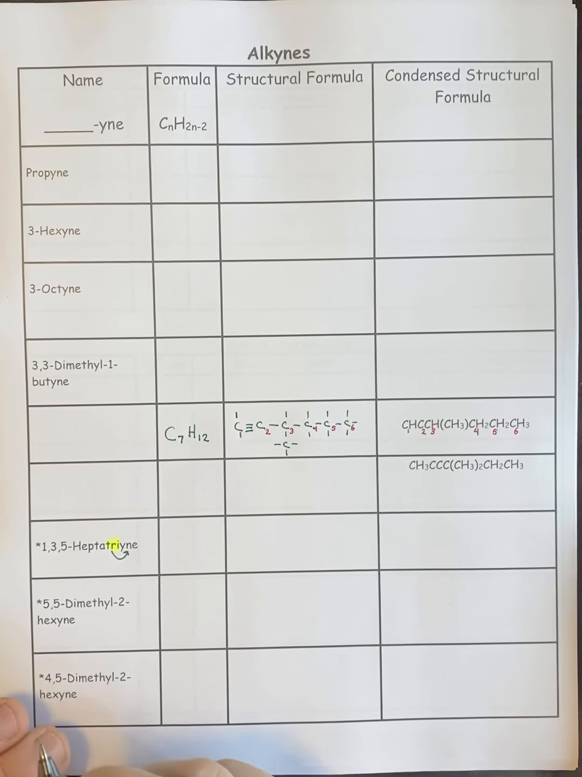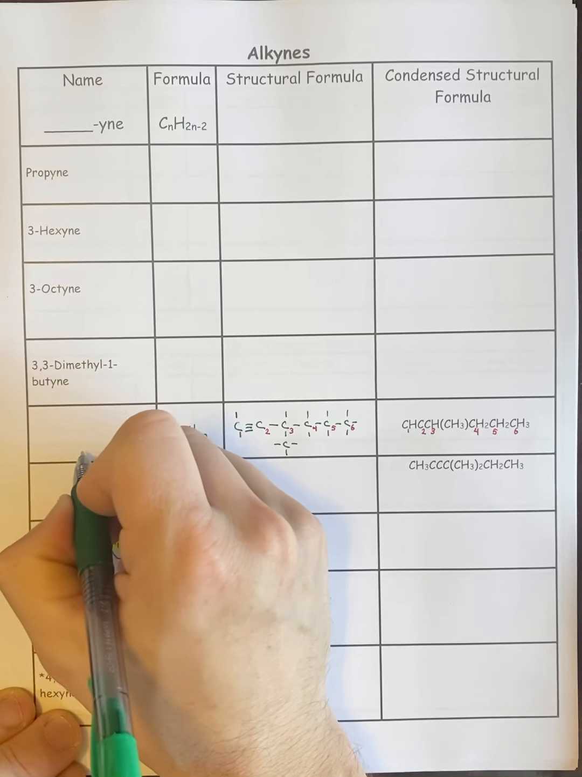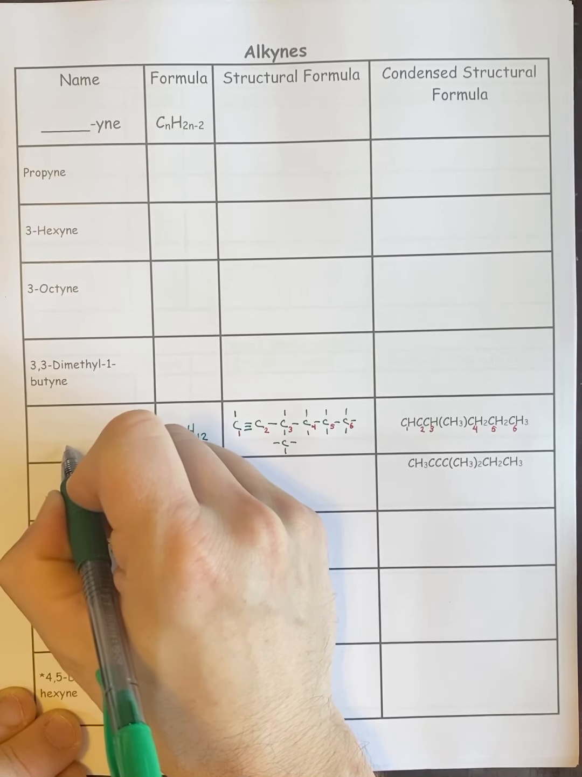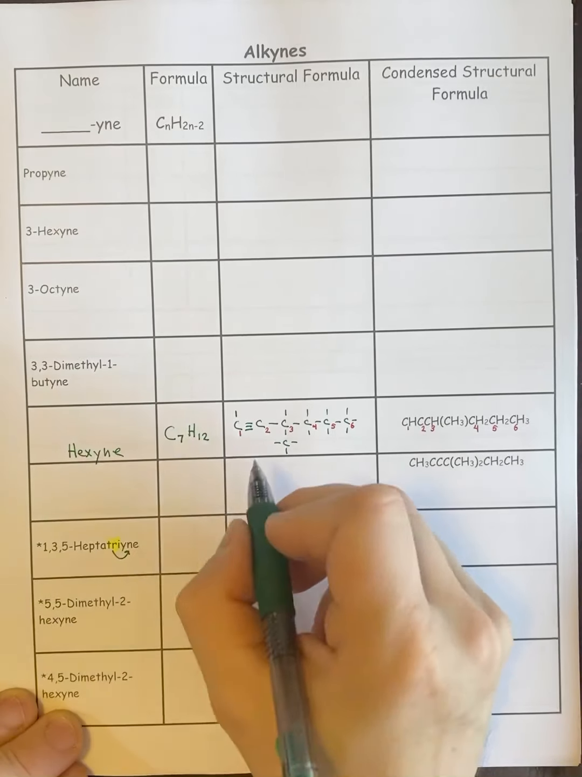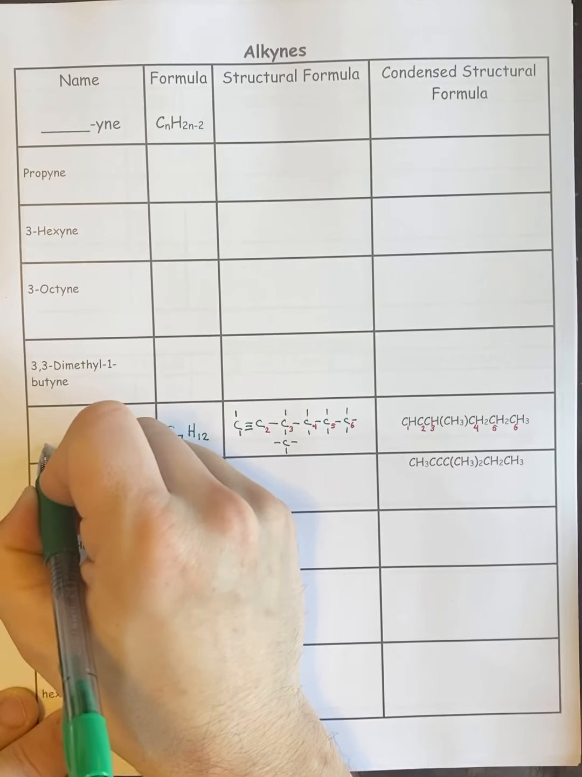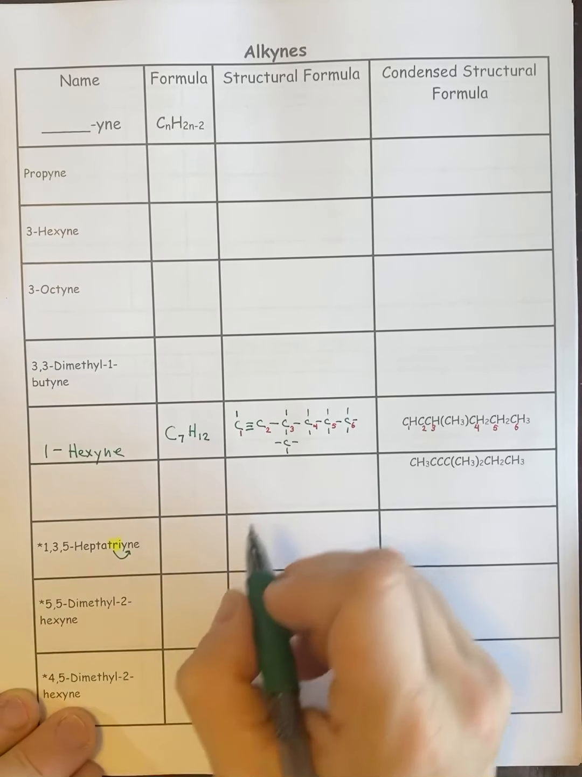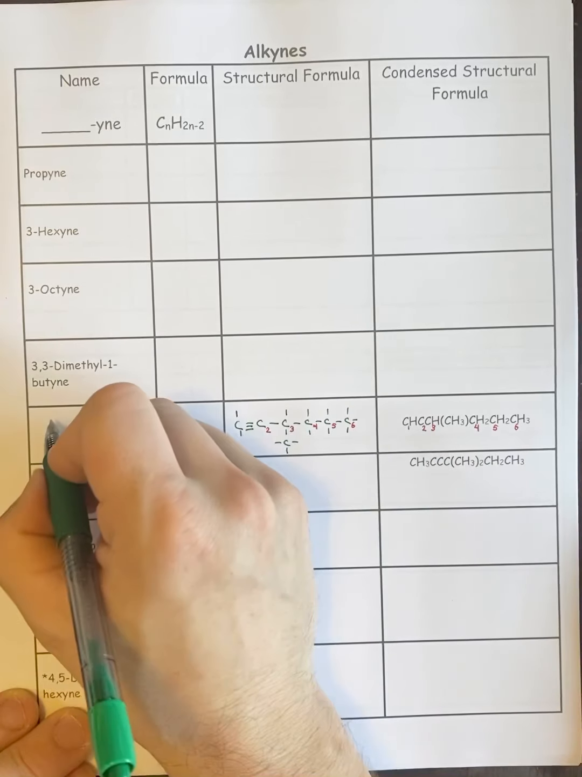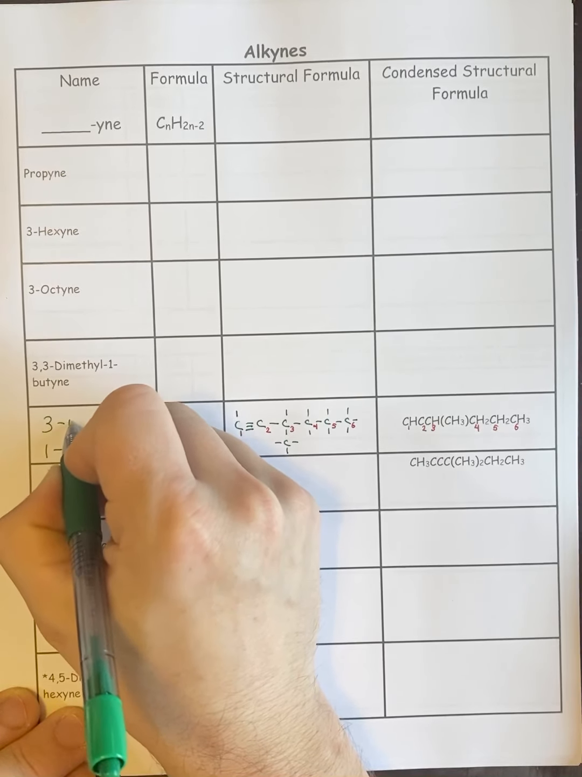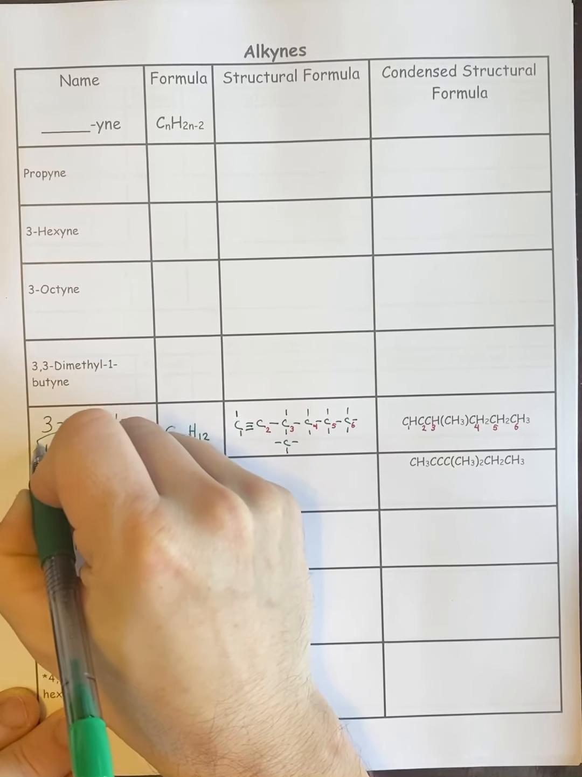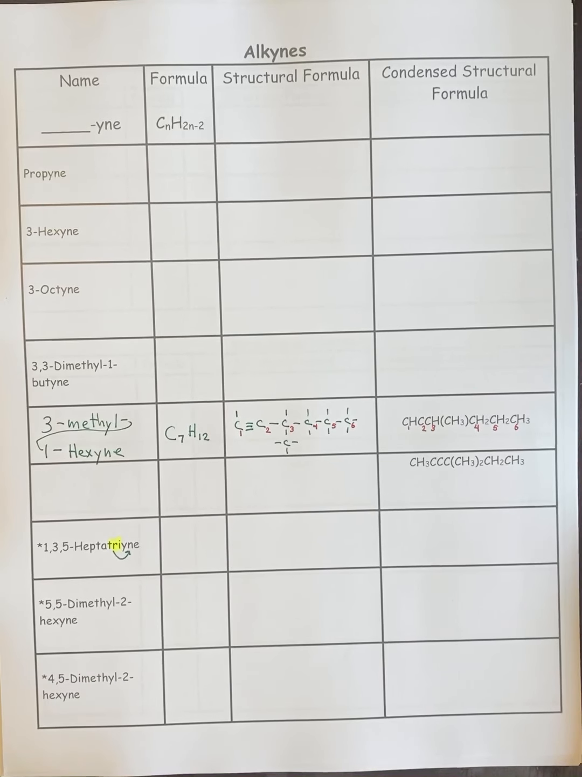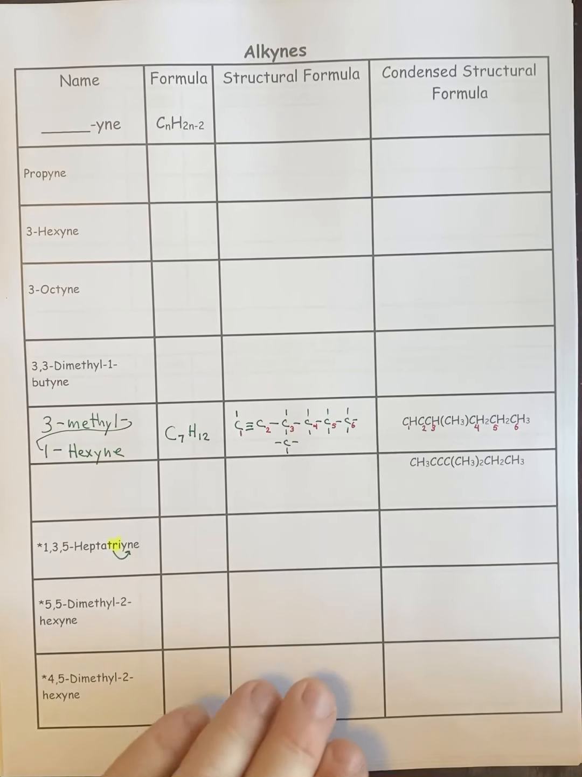Now the last part, we have to name it. 6 carbons in a row makes it a hexyne. The fact that it's between carbons 1 and 2, it's a 1-hexyne. And the fact that there's a methyl group on carbon 3, 3-methyl-1-hexyne. So that's the last one of the alkynes that I'm going to do.